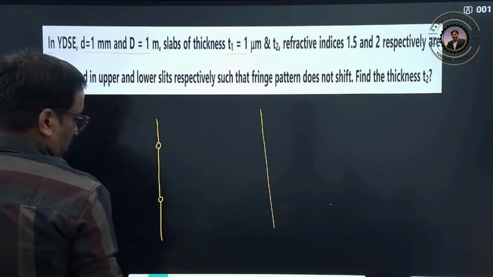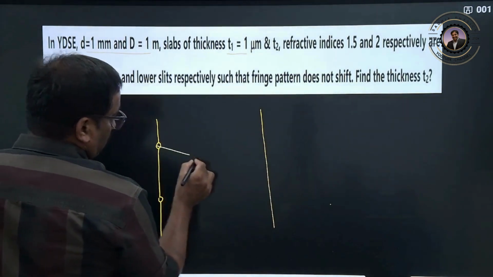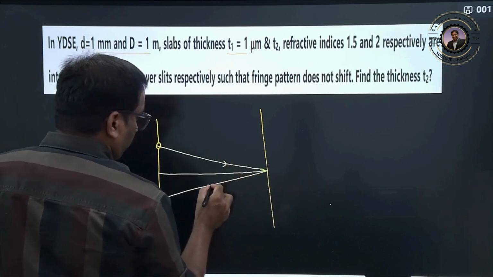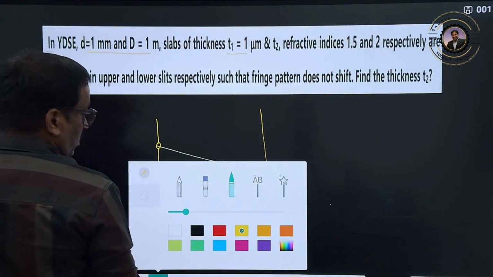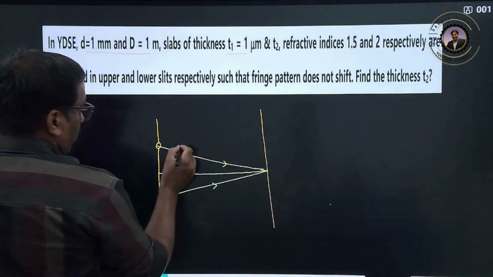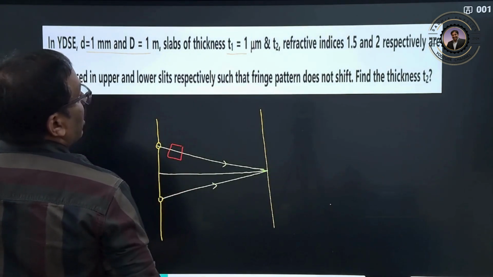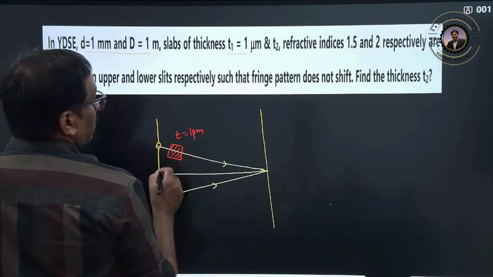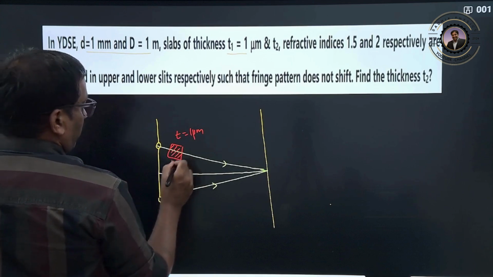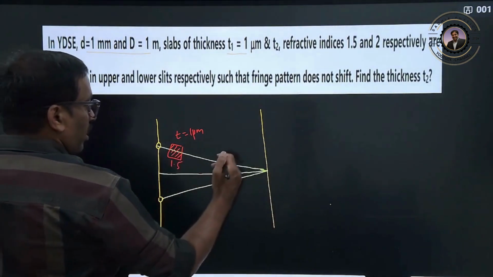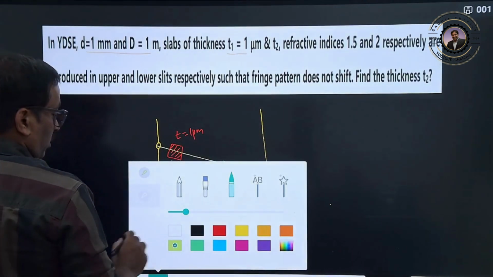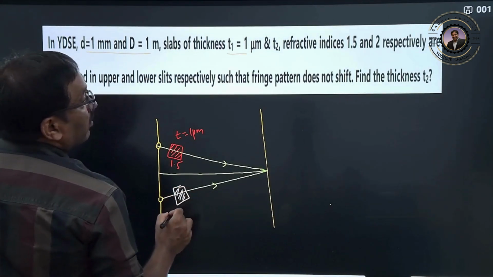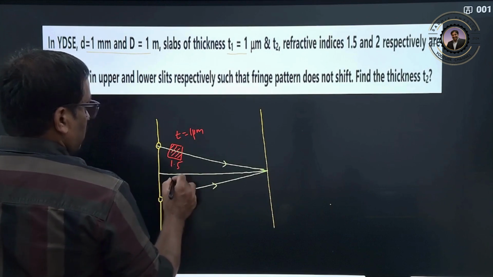So here, without anything, the central maxima will come to here. Clear? Now what happens here? There is one slab kept here. What is the slab? Here the thickness is given as 1 micrometer and the refractive index is given as 1.5. Due to this, the fringe pattern will get shifted, and one more slab is also kept here. The refractive index is 2 and the thickness t2 we want to calculate.